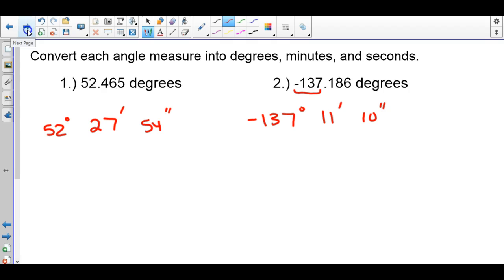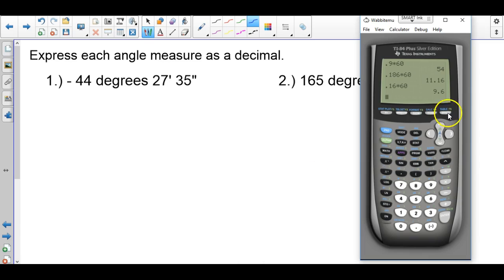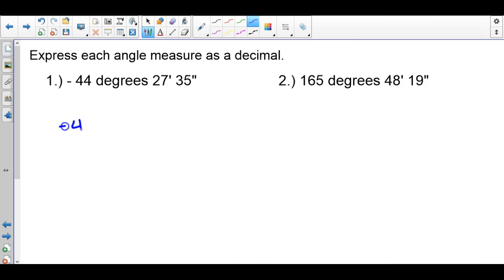So we're going to do these conversions now, but working backwards. I'm going to start with a couple angle measures and show you how to put this into your calculator in one shot. First of all, again, the negative 44 is going to be the part that's before the decimal. Just like in this next one, the 165 will be the part that's before the decimal.